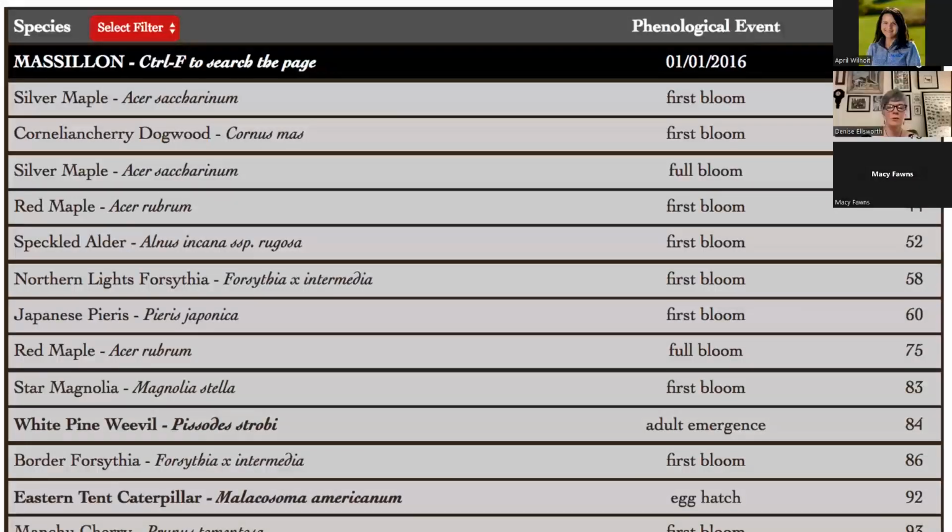Okay, so back to the calendar. Remember, we have this scroll that Dan helped to illuminate what blooms first and what blooms next and what blooms next.